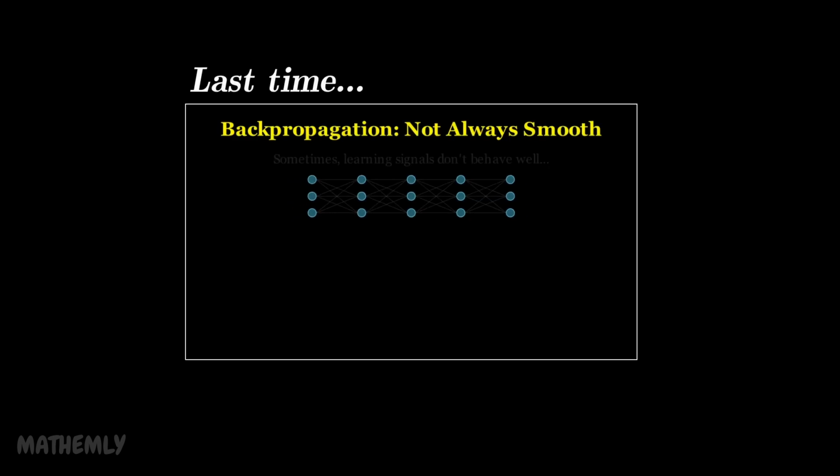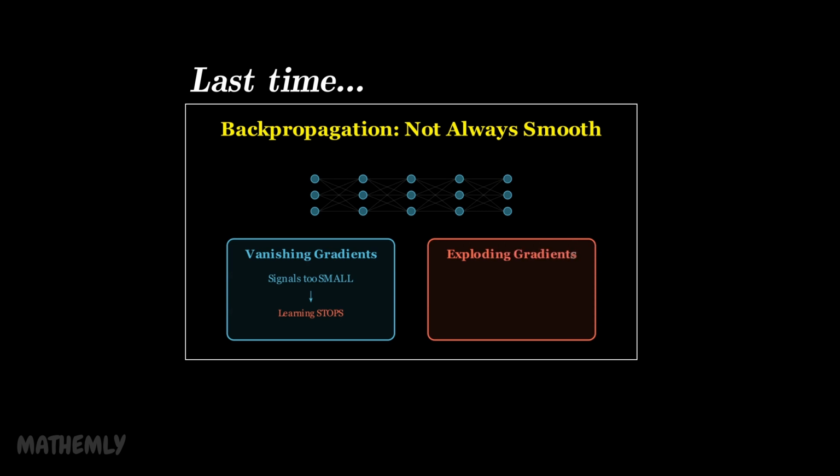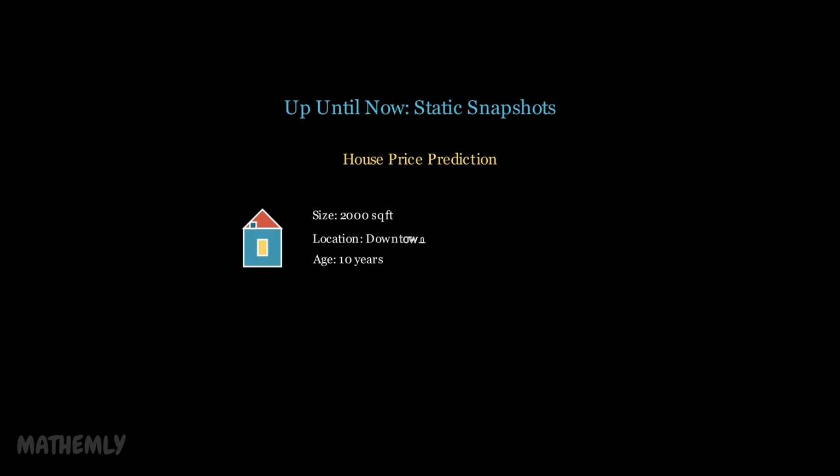In our previous video, we looked at the challenges of training deep networks and how gradients, the signals that drive learning, can vanish or explode as they travel through many layers. Up until now, we have focused on data that exists in a single snapshot. When we predicted house prices, the network looked at the size, location, and age all at once to give us an answer. But the real world isn't always a still photo.